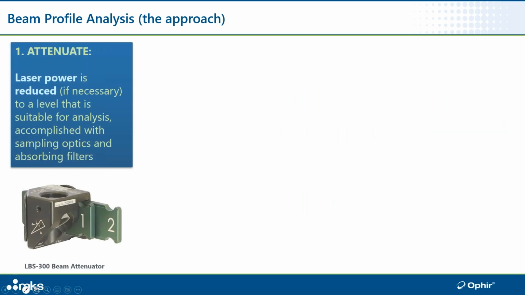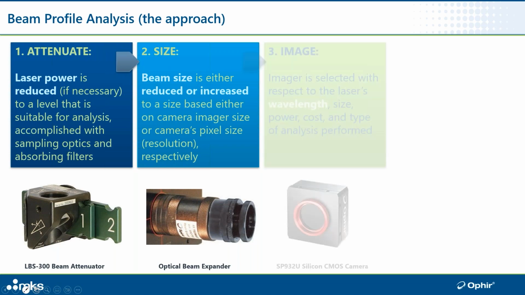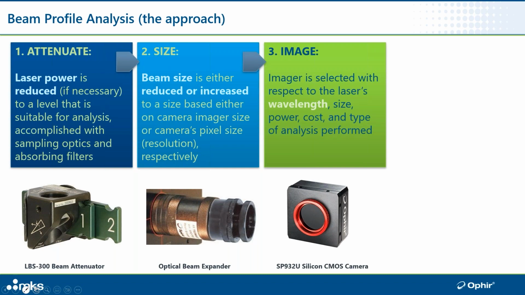As far as the approach with beam profiling, there's an approach that must be followed. Number one, there's an attenuation process that needs to take place. Laser power must be reduced to a suitable level to be imaged by the imager. Sometimes it's not necessary, but if it is, you reduce that laser power, and then you want to size the beam properly. Once it's attenuated, you want it to be either small enough or big enough to analyze on the imager. And then once it's attenuated in size, you want to take that image.